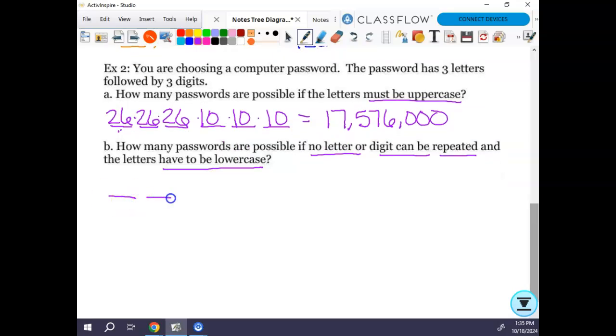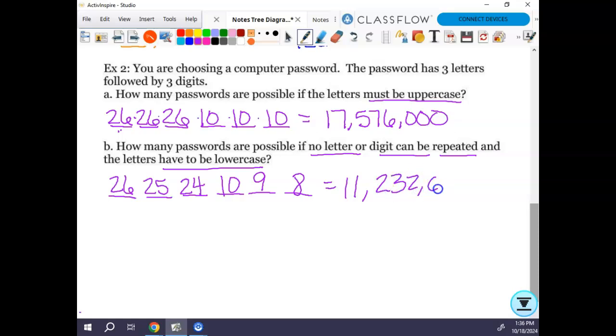Okay, so I have 6 spots again. So that means I would start with 26, then go to what? 25, then go to what? 24, all right? Then this would be 10, then what? 9, then 8. Multiply all those together, and you get 11,232,000 different possibilities.